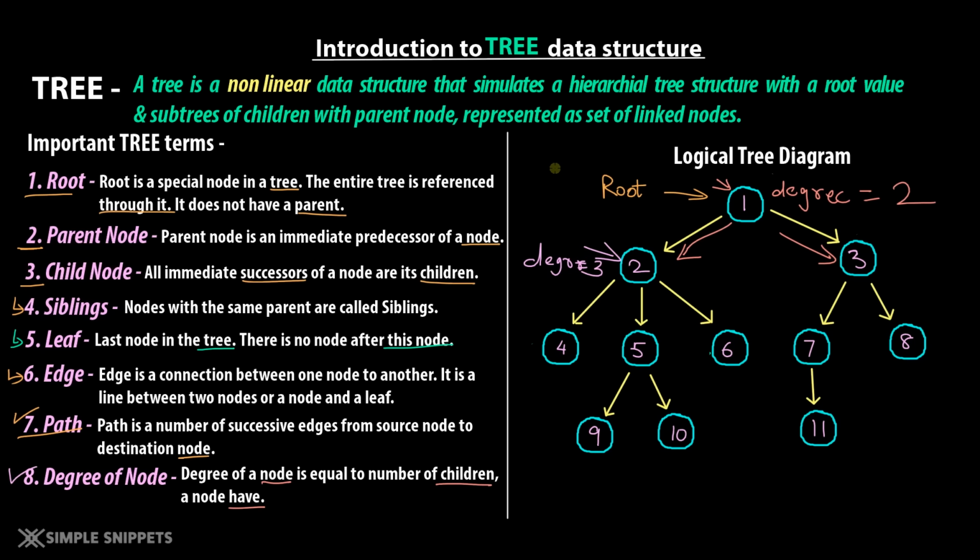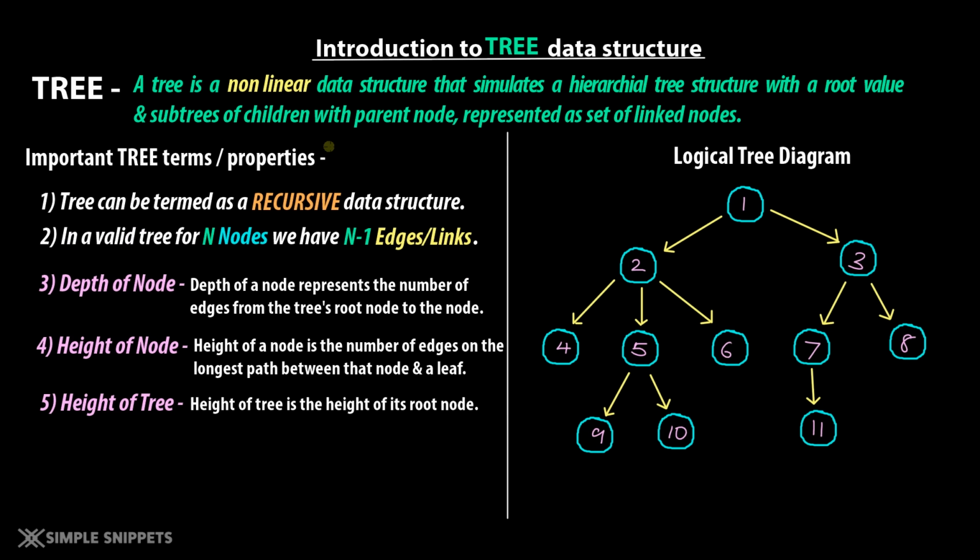Let's see a few properties of the tree data structure. Property number 1 says that a tree can be termed as a recursive data structure. So what does this mean? I'm assuming you already know what recursive behavior, recursion or a recursive function is. Recursion basically means repetition of the same entity or same activity over and over again till a particular condition is met. So a tree can be considered as a recursive data structure.